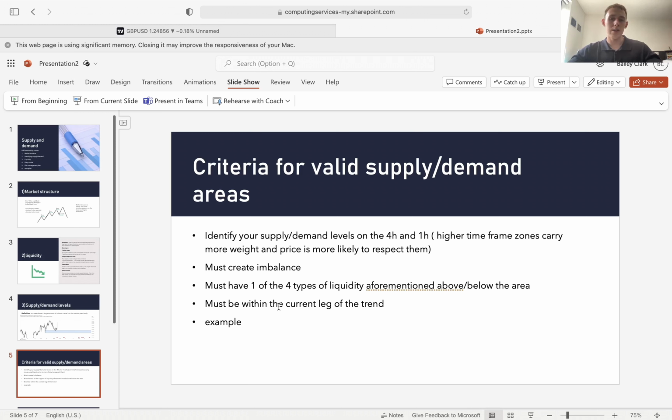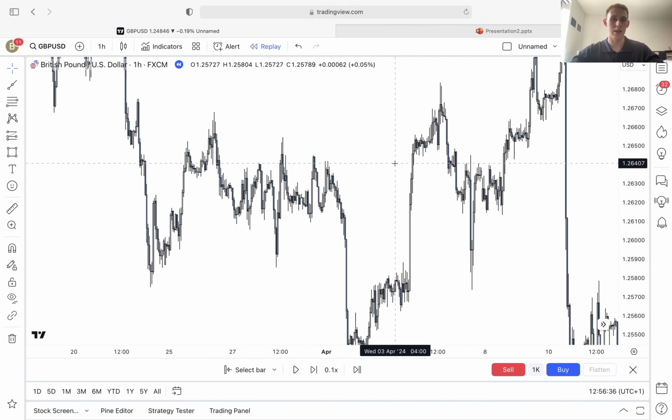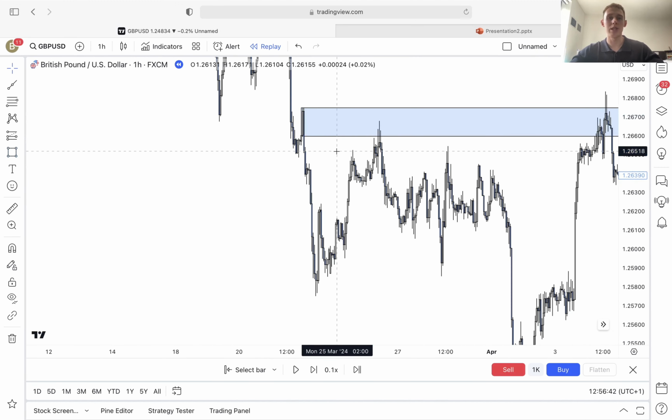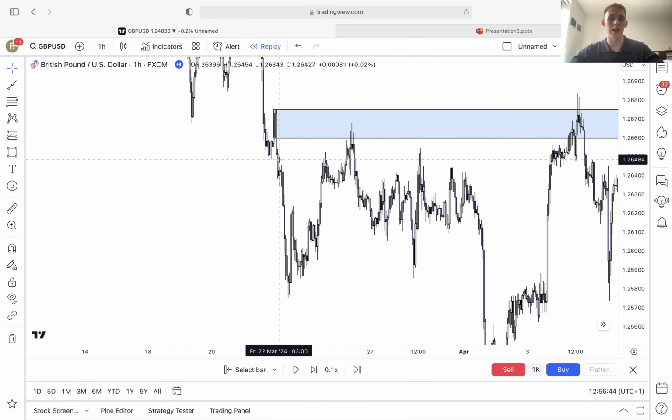And the three main criteria that I have given for an area of supply or demand to be valid is that it must create imbalance. So if we go through an example as I say this, in this case we had this area of supply, and the reason that this was an area of supply is because it created imbalance.